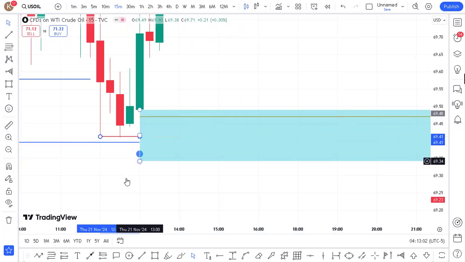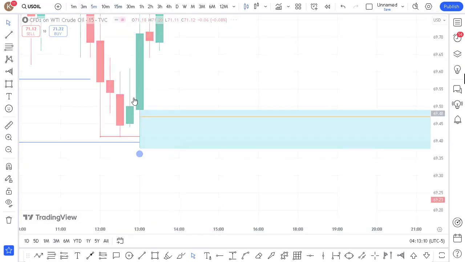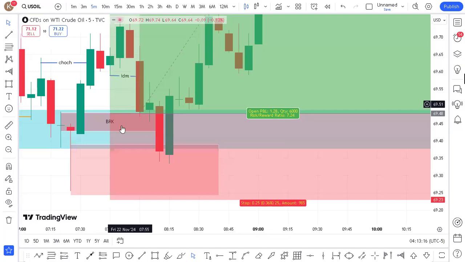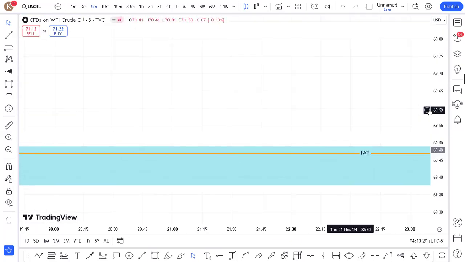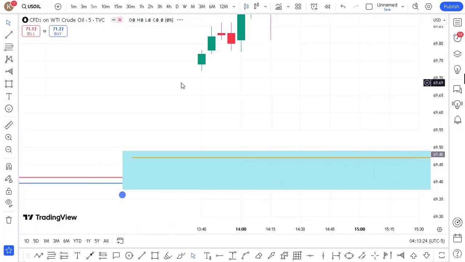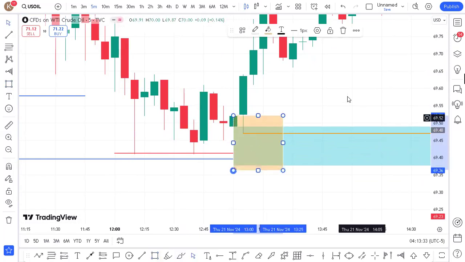So you see, when I get a shadow like this, when I go to a lower time frame, this is an order block. Let me show you. Let's just jump to 5 minutes and look at that area. Go to 5 minutes. You'll always have an order block. You see, this is still weak, but you see this is an order block. This is an order block. If you look at it, this is an order block.